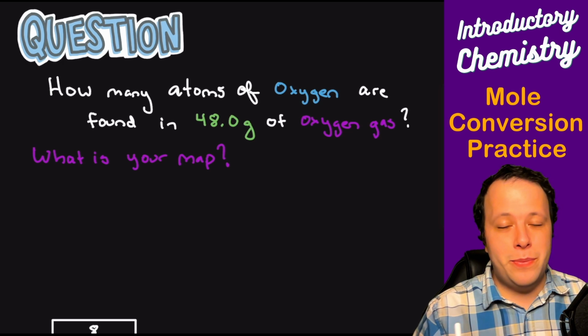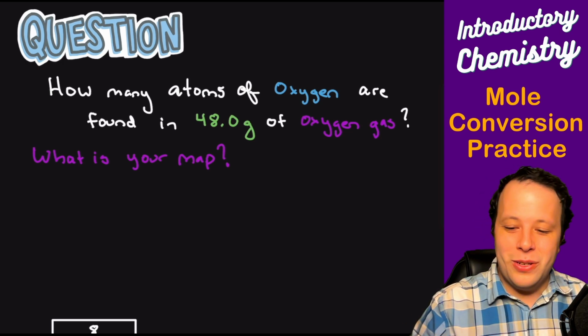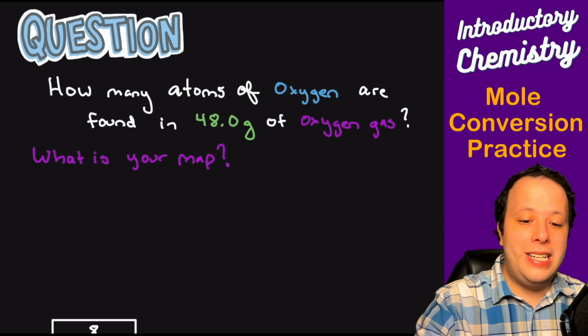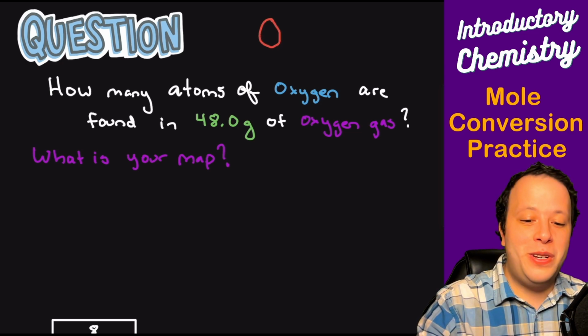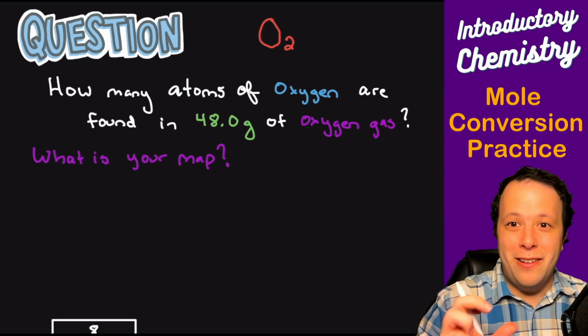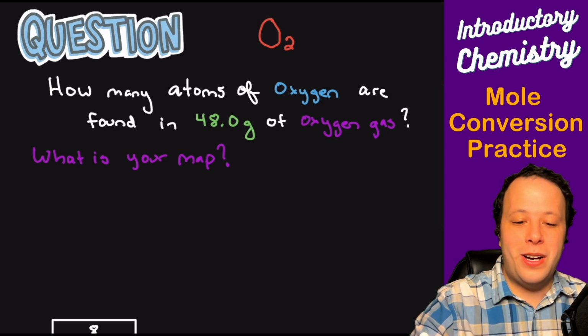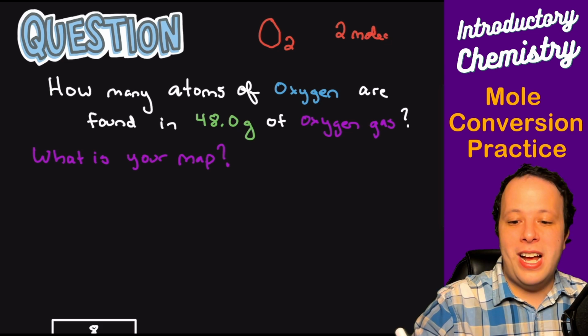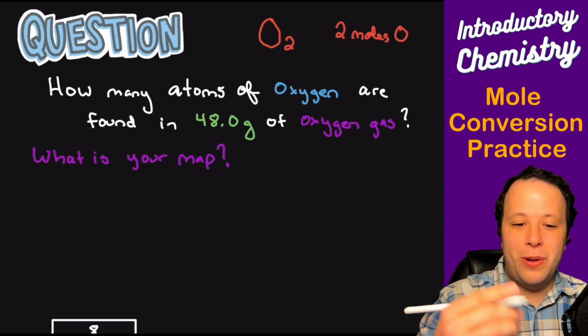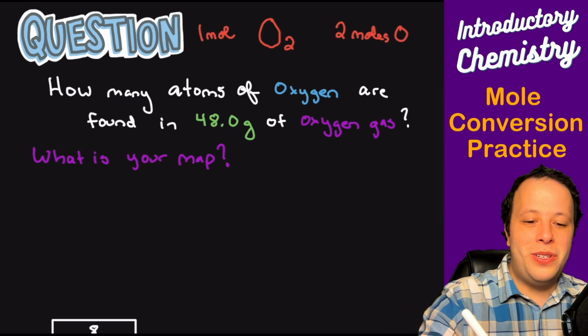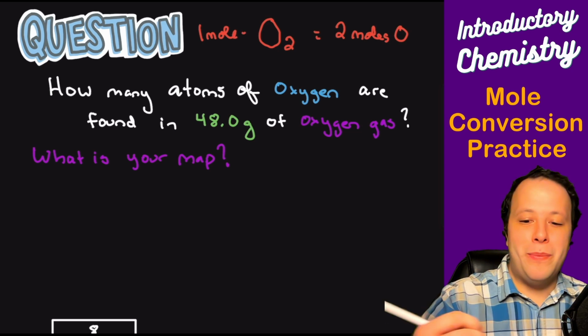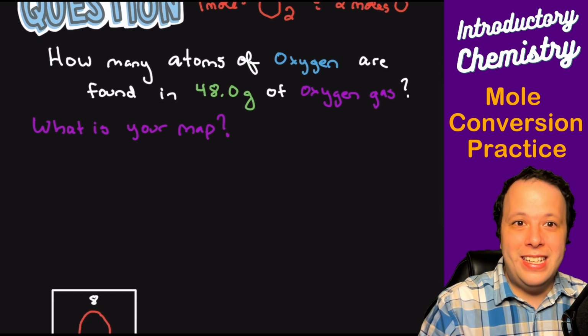form does it take up? It's O2, right? So it's one of your diatomic gases. You remember, have no fear of ice cold beer. The O part of that is O2. So what that means is there are 2 moles of oxygen atoms inside of every 1 mole of O2. So we've got to keep that in mind, that there's a conversion that's hidden in plain sight here.